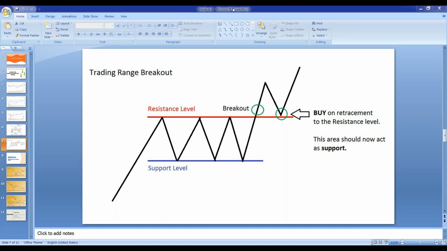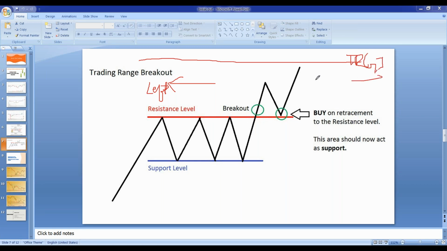Target will be decided by looking left. When you are looking for a target, you have to look left, and whatever the prior resistance is, that will be your target.